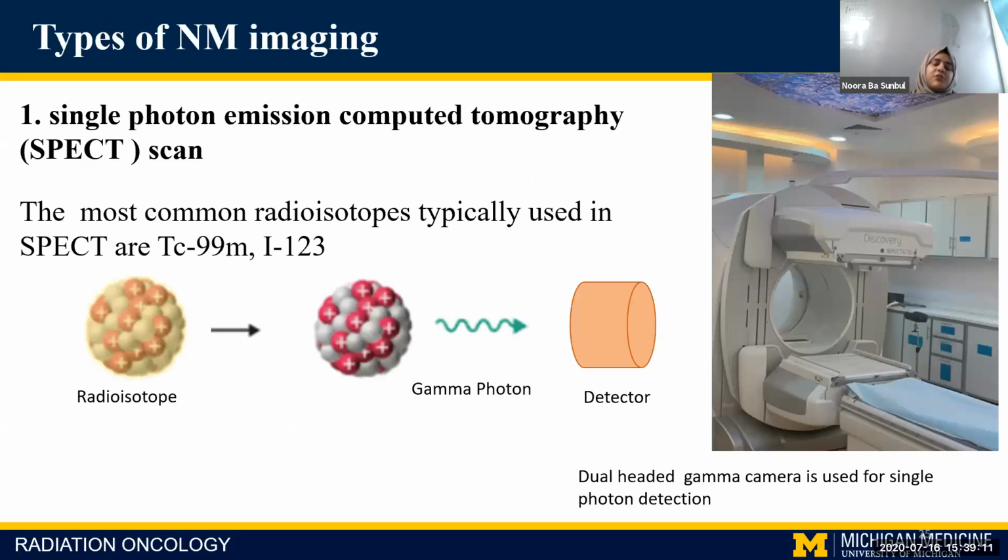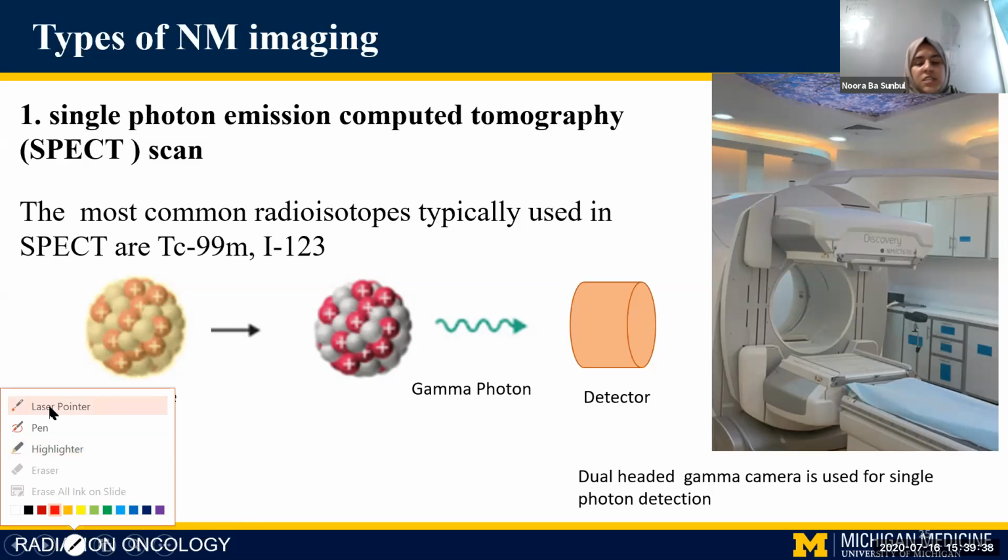So there are two main types of nuclear imaging. The first one is single photon emission computed tomography, the SPECT scan. The main idea is that the radioisotope will decay to produce a gamma photon that will then be detected by a detector. Usually the detectors have a planar shape, as you can see in the figure.